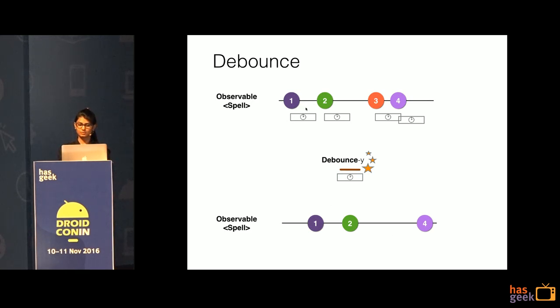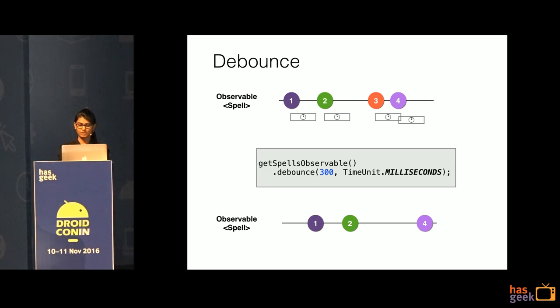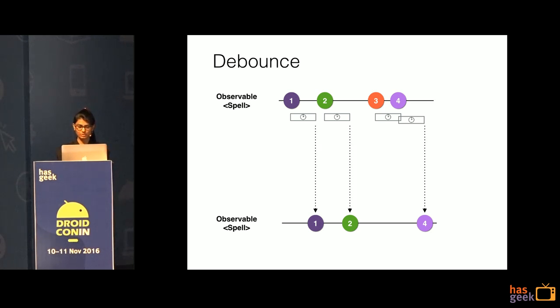So here is the previous marble diagram of spells, four spells. This is how we can apply the debounce operator. We'll take a time unit of 300 milliseconds. And how this comes into the picture is, since 300 milliseconds had passed since something was emitted, 1 gets emitted.